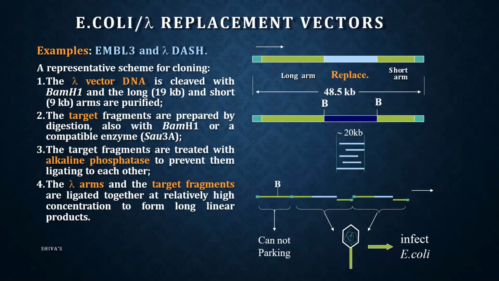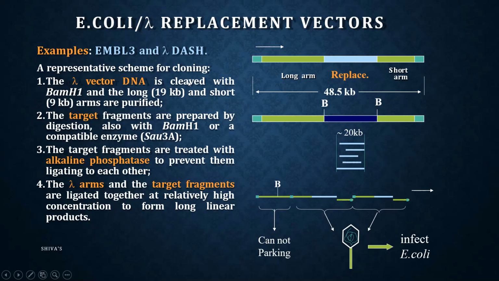After insertional vectors, there are also lambda replacement vectors. There are two well known examples used for this, EMBL3 and lambda dash. In this, you can see in the diagram that there are two arms, and this is the area which is used as a replacement.